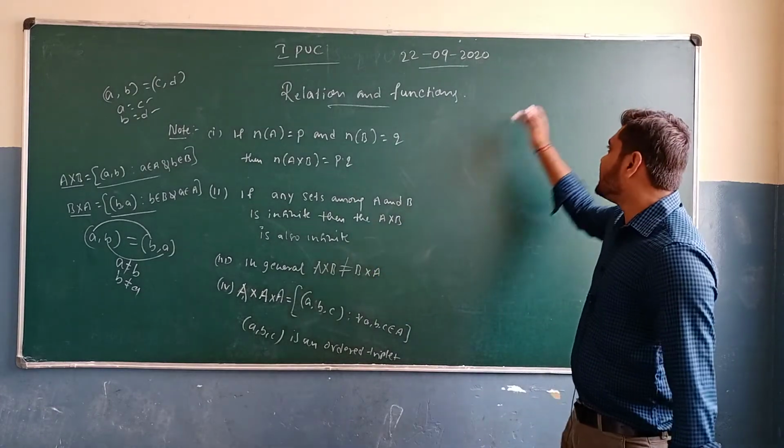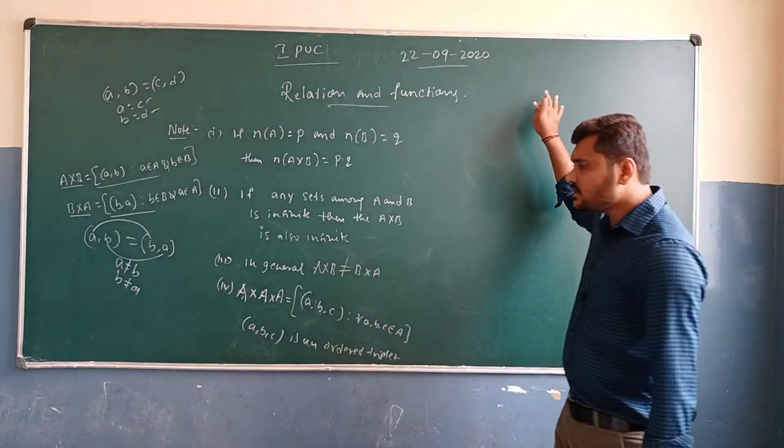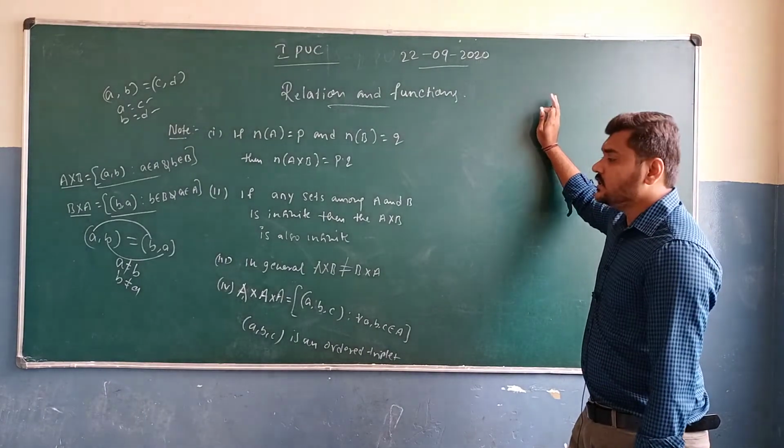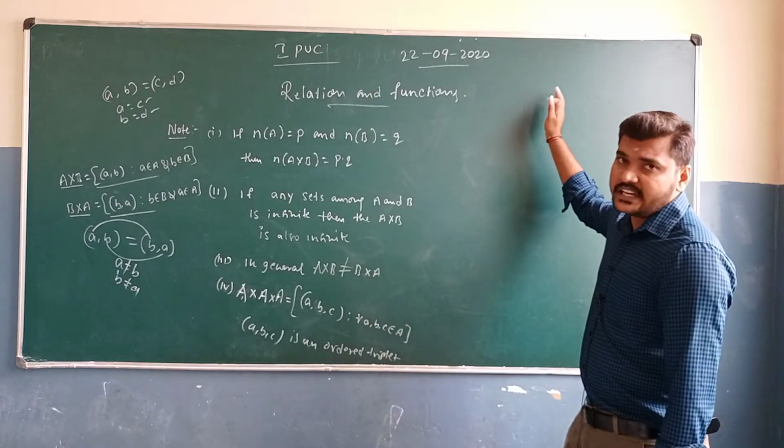So let me give an example for this. Set A is equal to {1, 2} and the set B is equal to the set of natural numbers. So that set A cross B is going to be an infinite set.